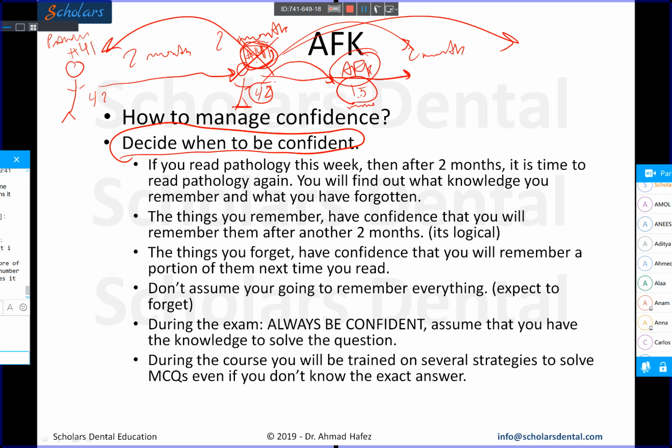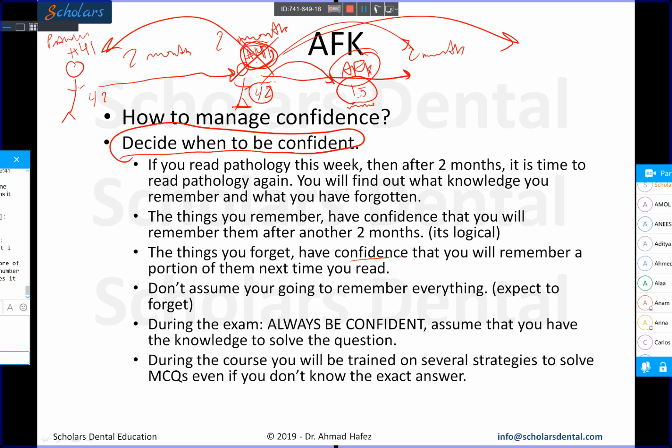Okay, so this is how you decide how you study with confidence: you measure things. You don't just randomly be confident. You be confident, but you measure. You go like, look, I remembered it, so I'm going to decide to be confident and not study it again because I should remember it in the exam. Is that clear, guys?